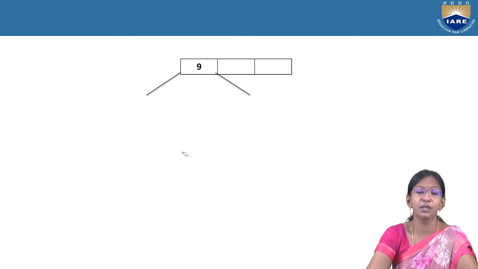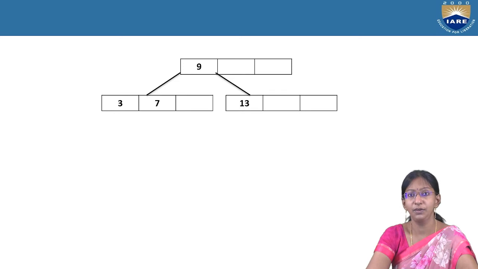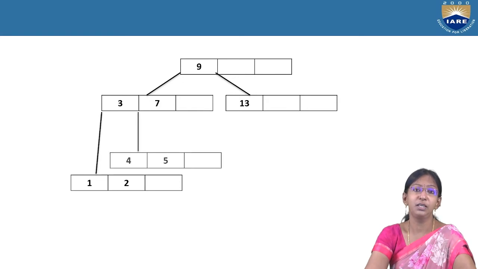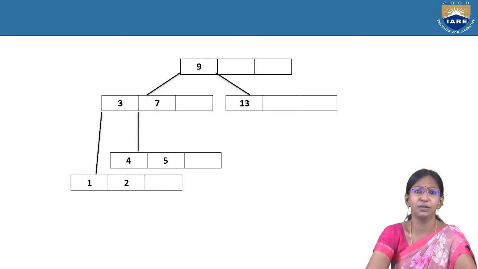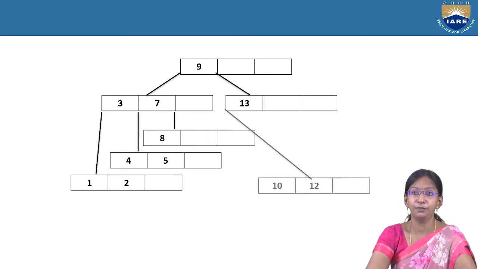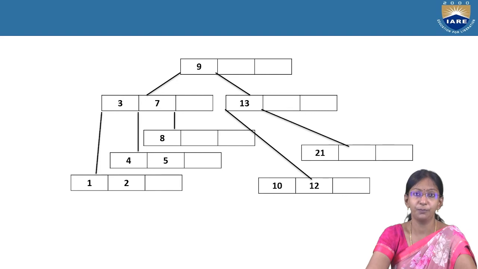So 9 is going to become the new root and its left children are 3, 7. Right is 13. Left of 3 is 1, 2. Right of 3 is 4, 5. Or left of 7 is also 4, 5. You can say it in either way, they both refer to the same node. And right of 7 is 8. Left of 13 is 10, 12. Right of 13 is 20.